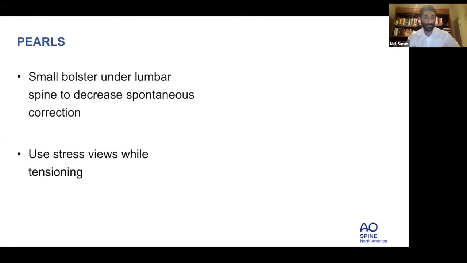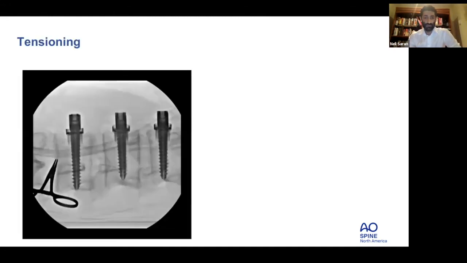So this is what I'm going to go into now. What I do now is I need something to tension against. So I put a small bolster under the lumbar spine, so that I actually have to tension against something. Because putting them flat on the table, you have a pad under their pelvis and their chest, and the lumbar spine just sags. And the other thing I do is I do these stress views.